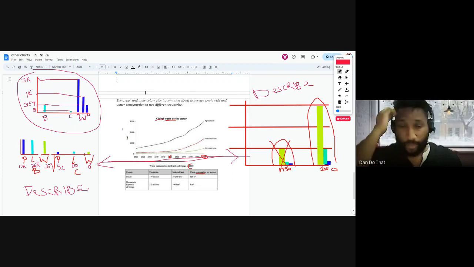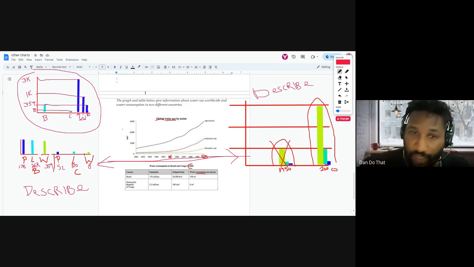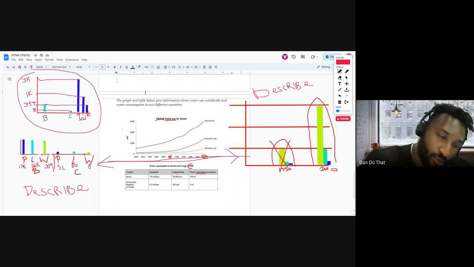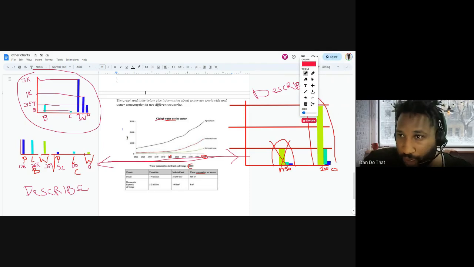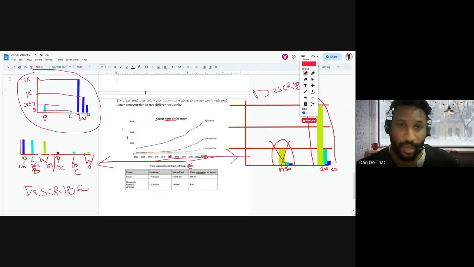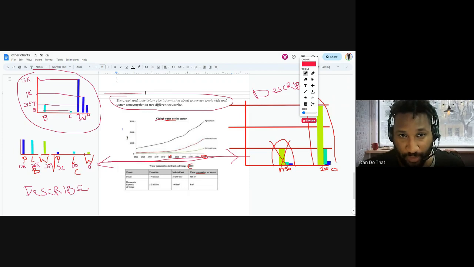All right. So in the first chart, what are you going to say? You're going to say something like, the graph and table inform us about water usage around the world and in these two specific countries. You can't remember, you're paraphrasing, so you have to paraphrase this. The graph and table, that's what they are. There's no other way to say it.